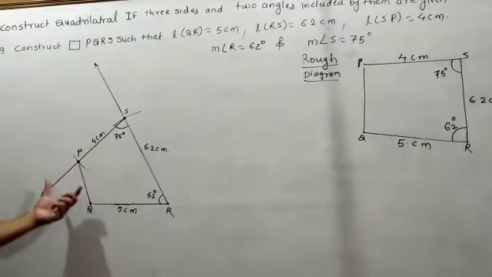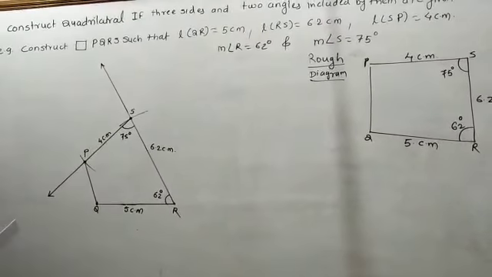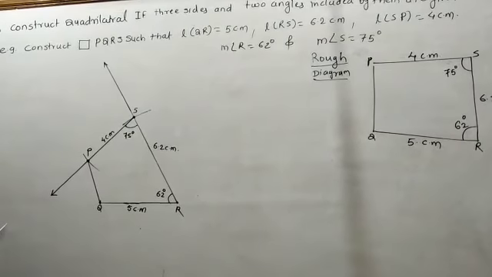This is your desired quadrilateral PQRS. This way, you have to construct properly. You have to write all these things in the classwork notebook.